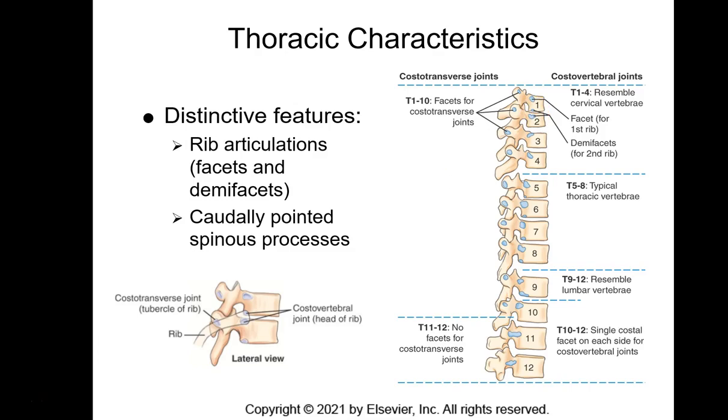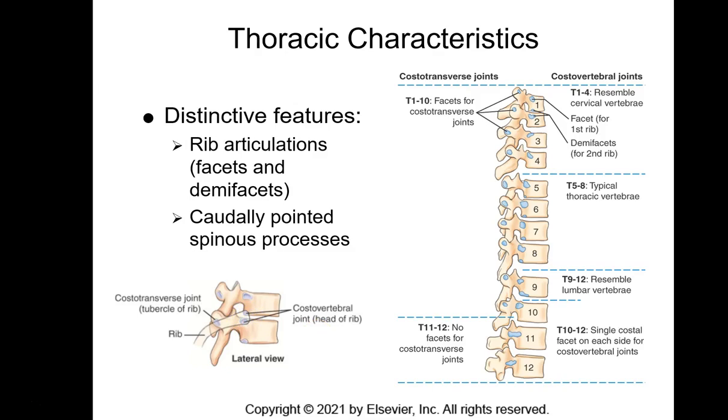Each facet, or combination of 2 demifacets, accepts the head of a rib to form what's called the costovertebral joint. And you can see that relationship here. So here's the head of a rib, and it's articulating with 2 demifacets to form a costovertebral joint. Remember, the prefix costo refers to ribs.